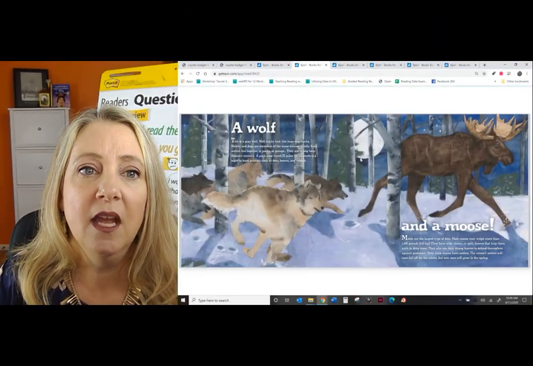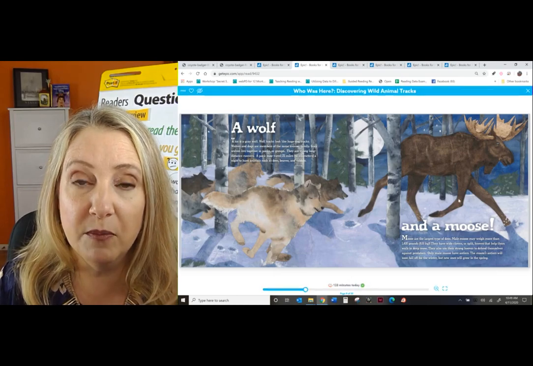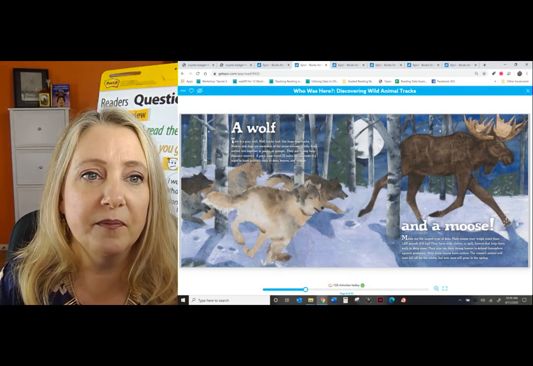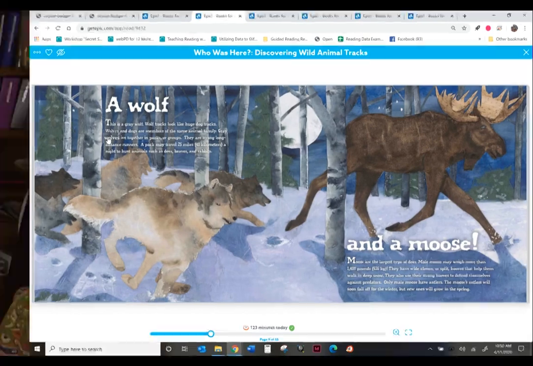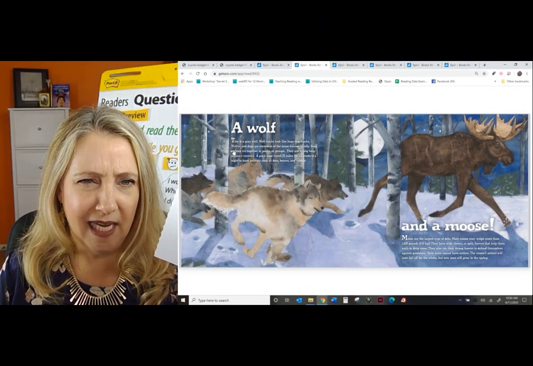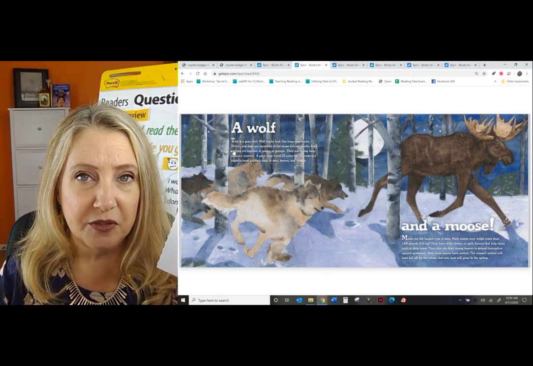You ready? Remember when we were reading this section about the wolf and the moose? Okay, let's see if there are any words in here that maybe we're not sure about. This is a gray wolf. Wolf tracks look like huge dog tracks. Wolves and dogs are members of the same animal family. Gray wolves live together in packs. Packs? Like a pack of gum? Like, what's that mean? Kind of confused.